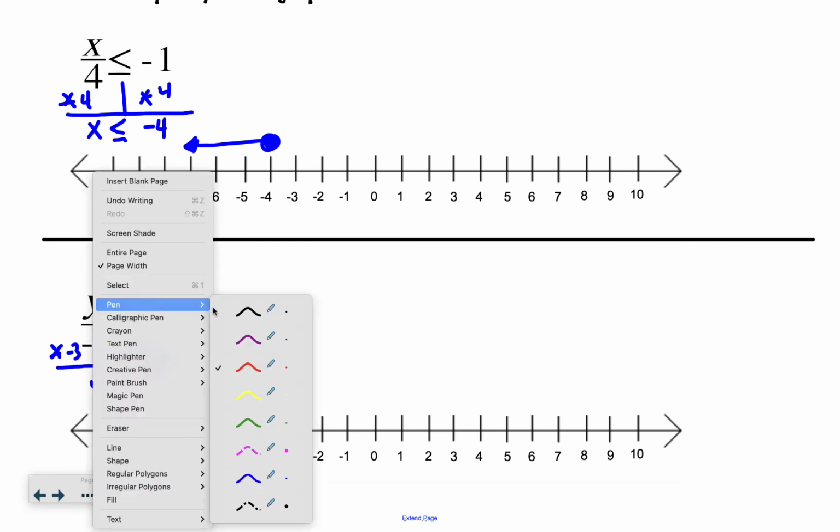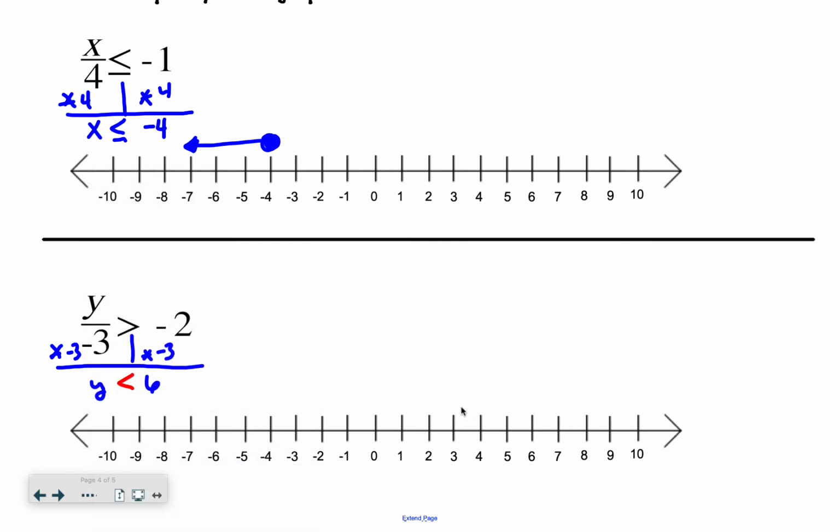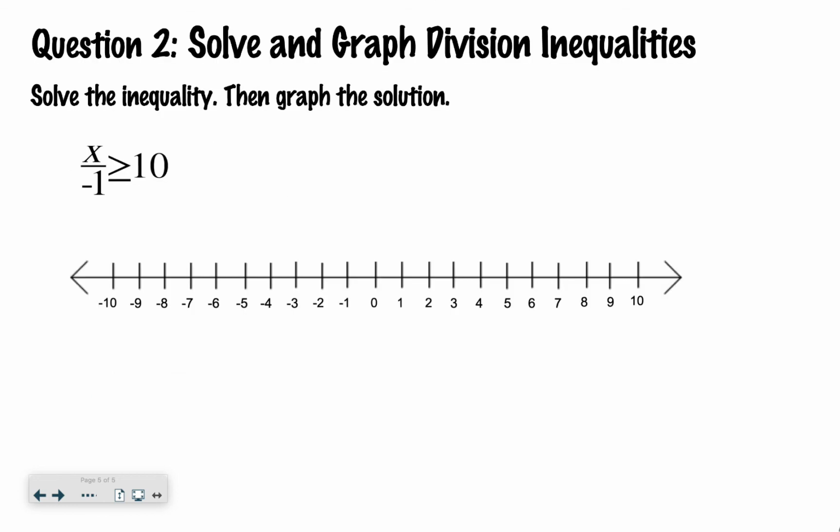And now that my sign is flipped, I can graph it. I'm going to do an open circle at 6, and it says y is less than 6, so I'm going to go to the left. So it would look just like that. Okay? Now I want you to try this one on your own. Good luck.